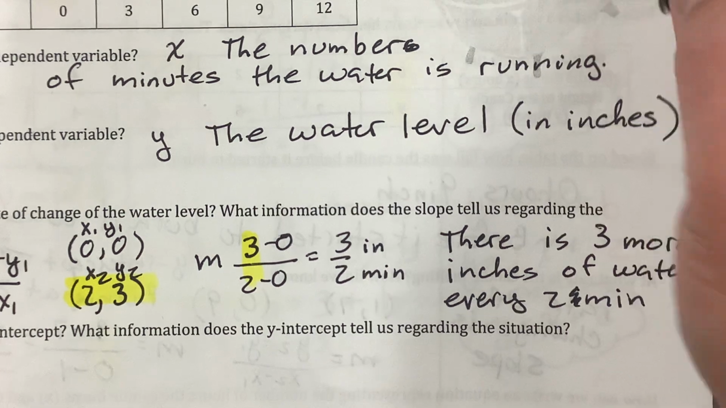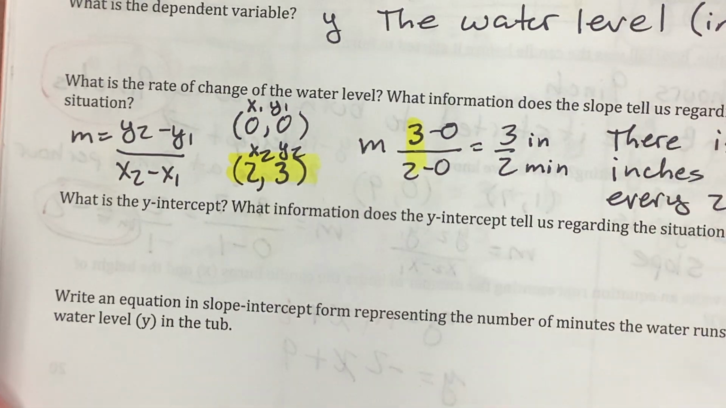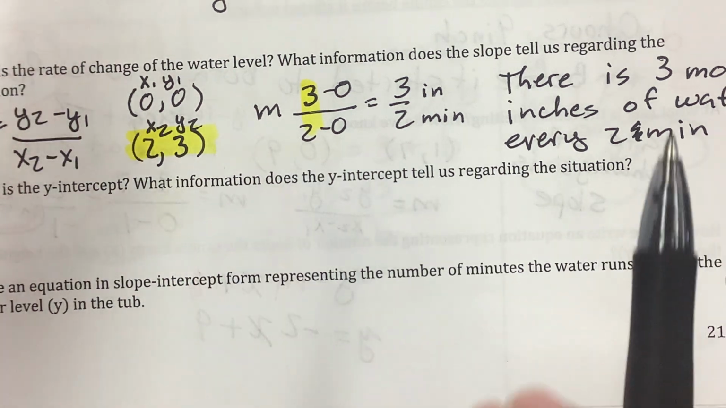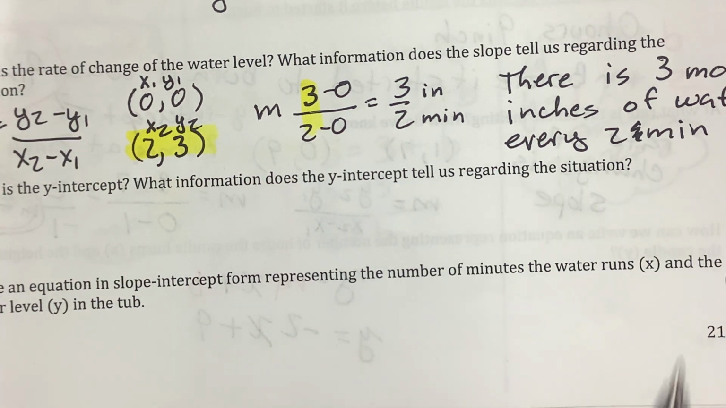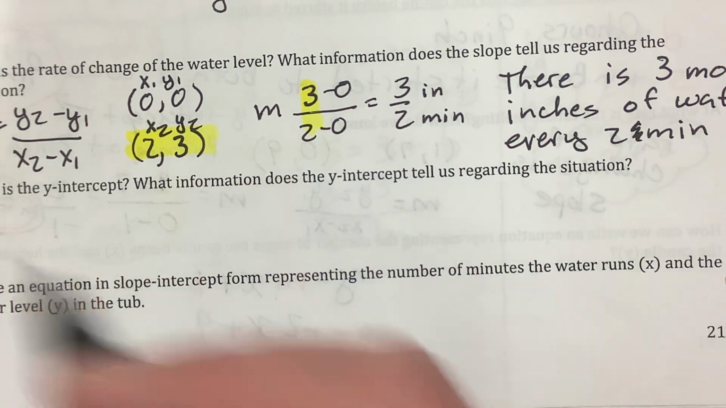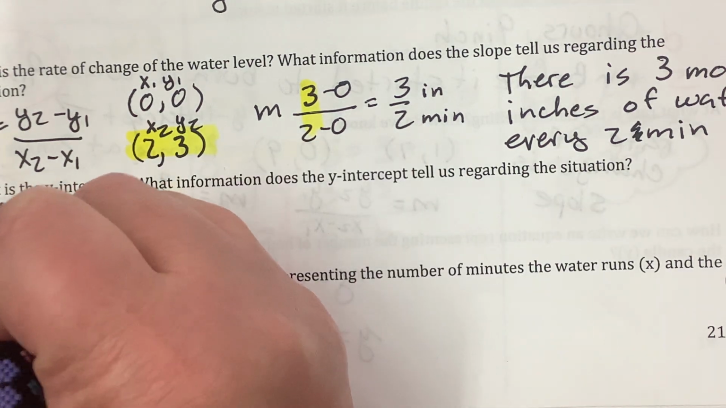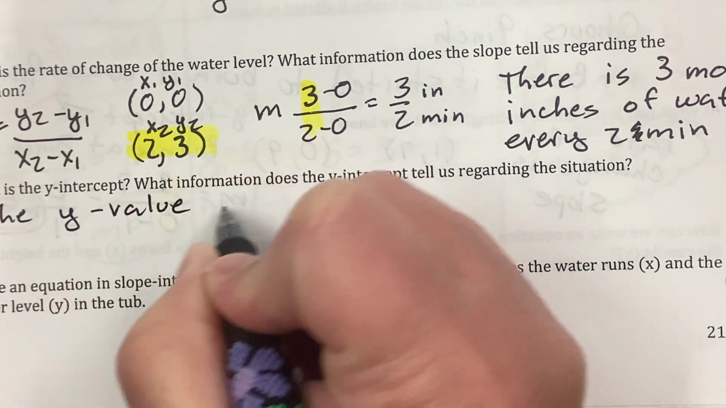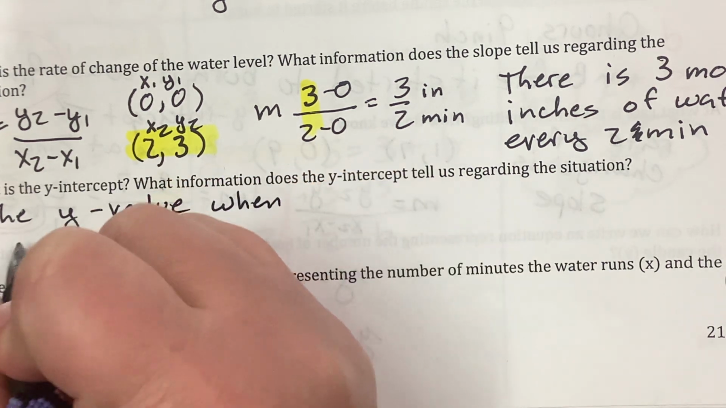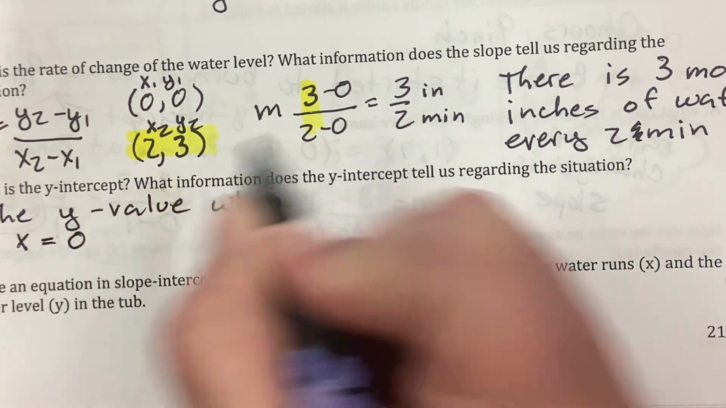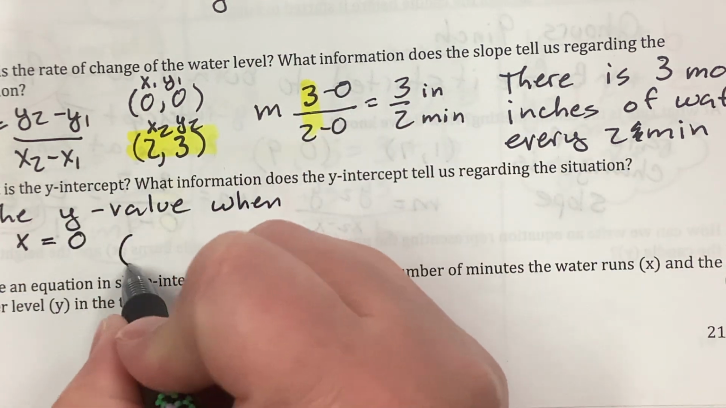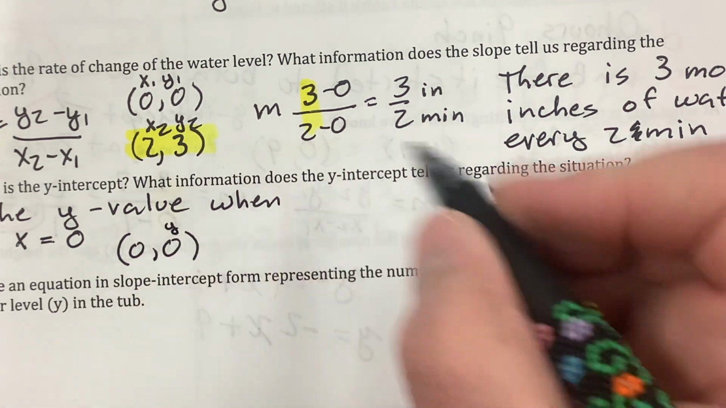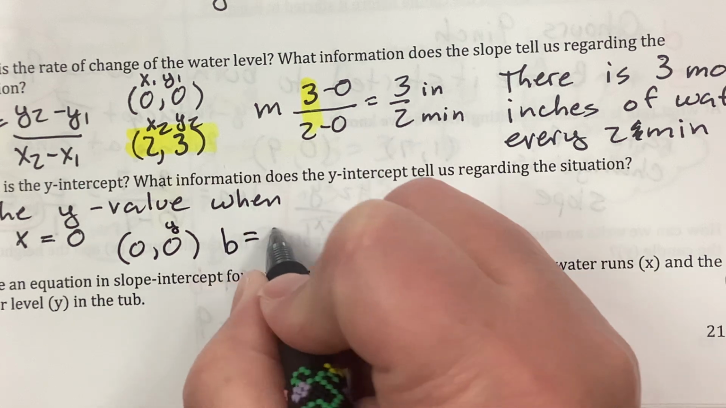All right, the next one. What is the Y-intercept? I know the Y-intercept. I could go back and I could do all that formula stuff, or I could just remember it's the Y value when x equals 0. What is the Y-intercept? The Y value when x equals 0. So I have that point, 0, 0. The Y value here is 0. So I get B equals 0.